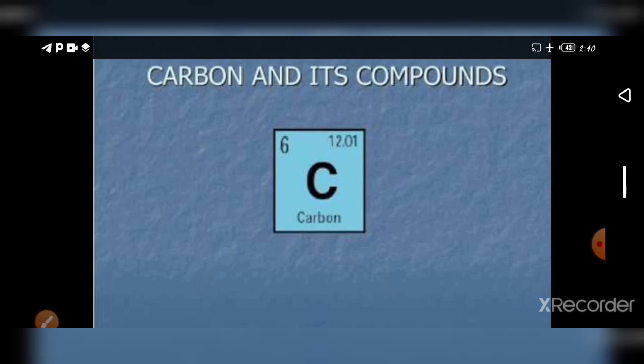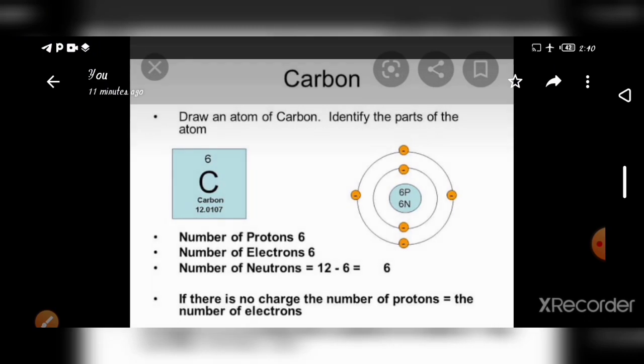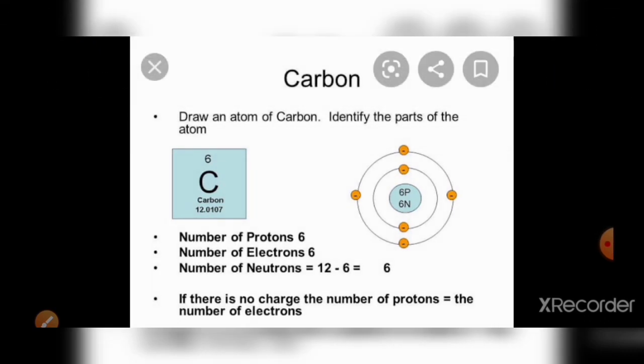Carbon, you know very well, has atomic number 6 and mass number 12. Now you see the structure. Draw an atom of carbon. See here, I draw it here: 6 protons and 6 neutrons. The number of protons is 6 and the number of electrons is 6, because the atomic number is 6. The number of neutrons you have to identify by mass number minus atomic number. Mass number is 12 and the atomic number is 6, so it equals 6.